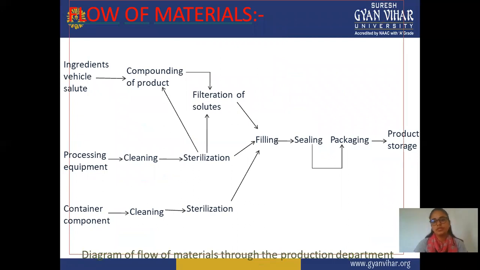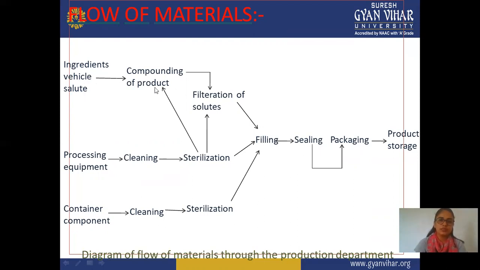Next is a flow of material, how these materials go from one side to another side. And you should make sure that this is properly systematic, because if you don't maintain this flow of material in proper way or in proper sequence, then there are more chances of contamination, or maybe a formulation gets contaminated. And first is ingredient, vehicle, solute.